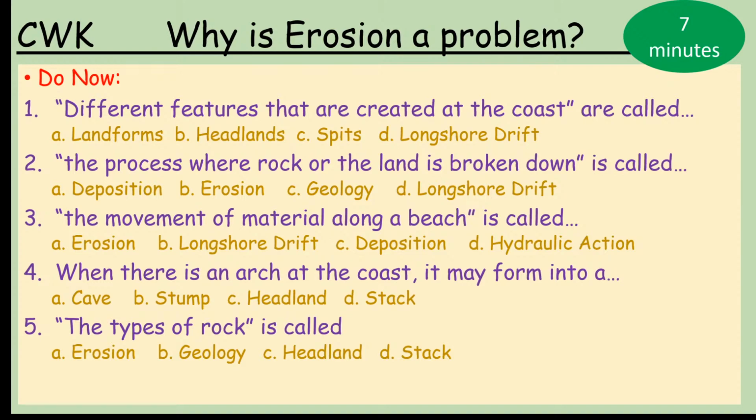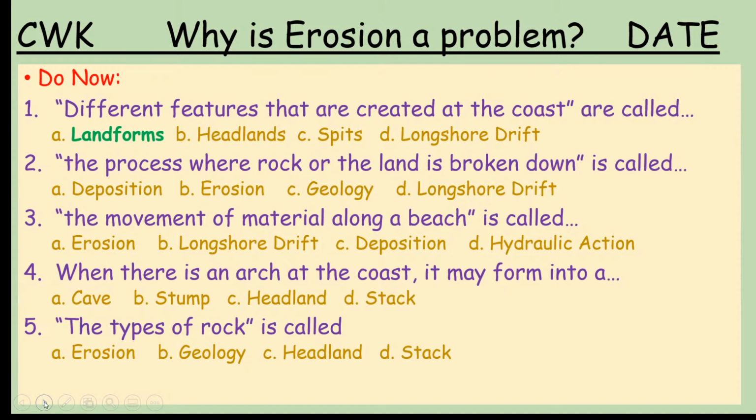Different features that are created at the coast are called. Is it A, landforms, B, headlands, C, spits, or D, longshore drift? The answer to that question is landforms. Well done if you said landforms. So you need to write that purple sentence and then the word landforms. Please don't just write the letter A, because that will mean absolutely nothing when you look back at your work in about an hour's time probably.